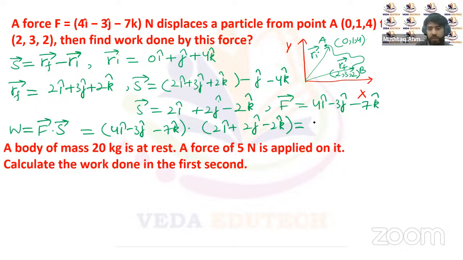So we'll do the dot product. 4 into 2 will be 8. Minus 3 into 2 will be minus 6. And minus 7 into minus 2 will be plus 14. So it will be equal to 16 joules. So 16 joules of work is done in displacing the body from position (0, 1, 4) to the position (2, 3, 2). This is the amount of work done.